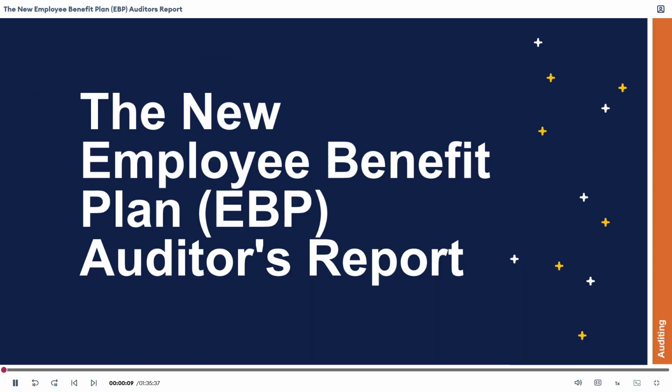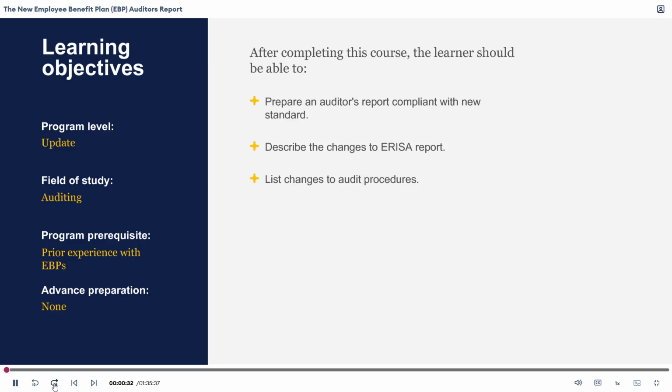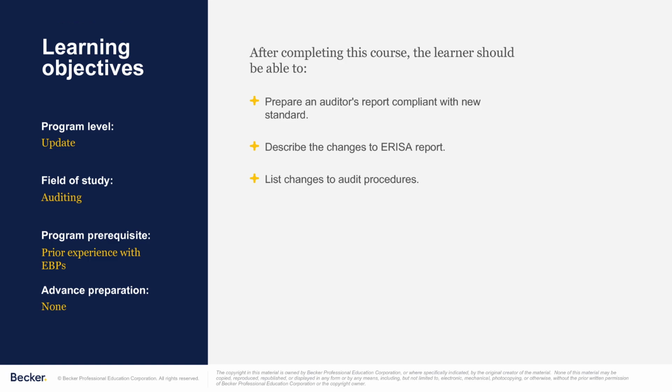We are going to touch on the new Employee Benefit Plan Auditor's Report, which is SAS 136. A limited scope audit will be a very different looking report. You should be able to describe the changes to the ERISA report because, again, quite a bit of change is going on here. And then list changes to audit procedures.